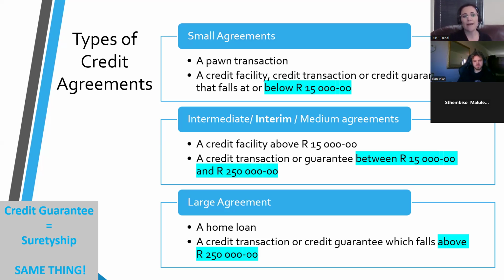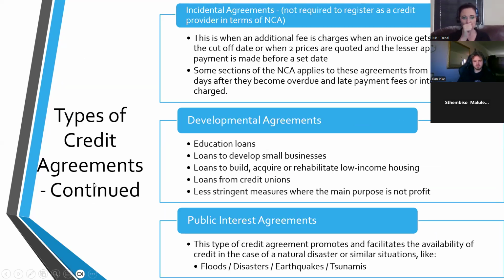Awesome. Okay. So now moving on. We have different types of credit agreements. But do you recall seeing these names before? Incidental credit agreement, developmental credit agreement, public interest agreement. This was actually on the list of exceptions, meaning they do not fall under the rules of the NCA. Okay. So this is the types of agreements, and this is why. Okay. So I'm going to explain it to you.